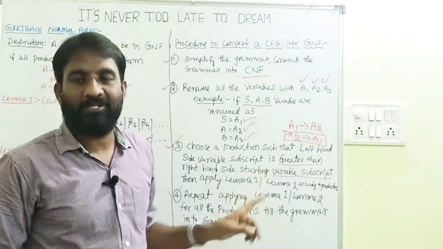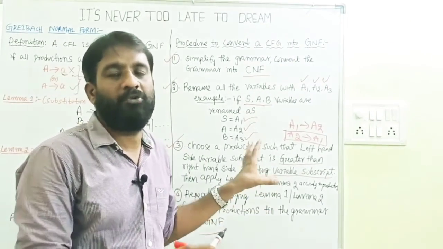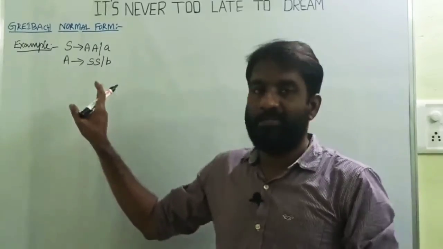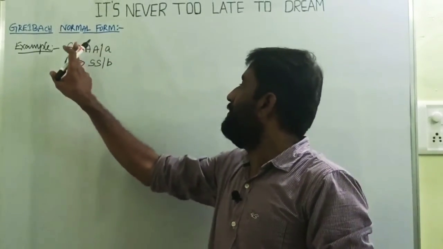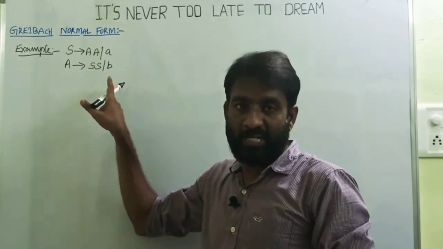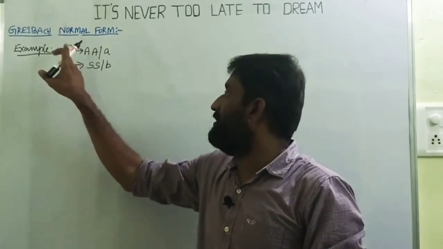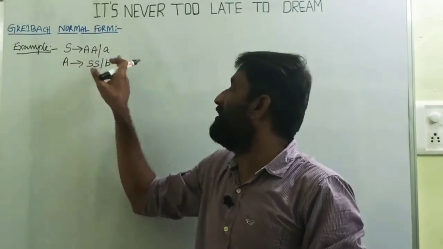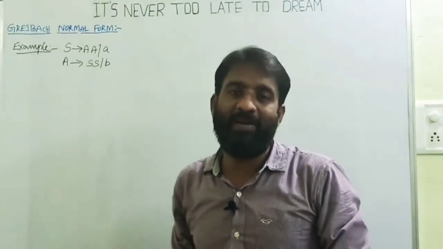Let's apply this procedure to convert one problem into the Greibach normal form. This is the given grammar: S tends to AA slash a, A tends to SS slash b. The variables are S and A, terminals are a and b. Convert this grammar into the Greibach normal form.